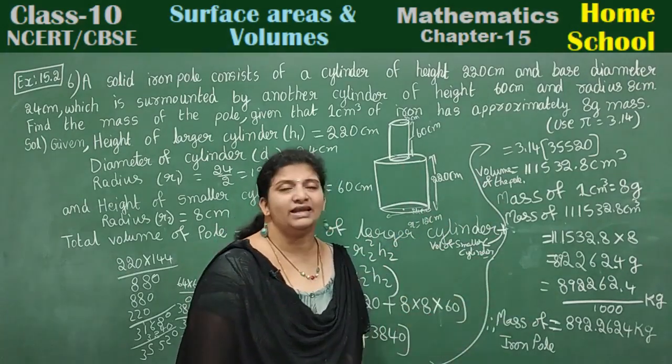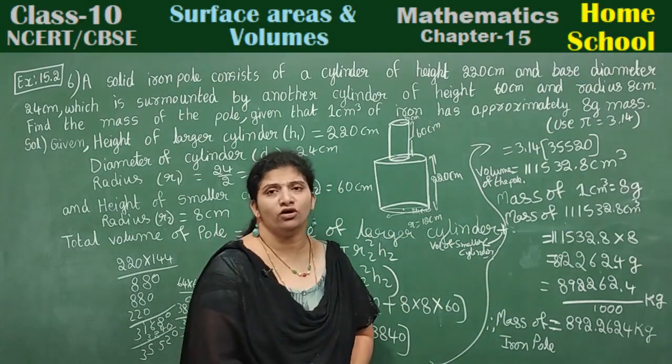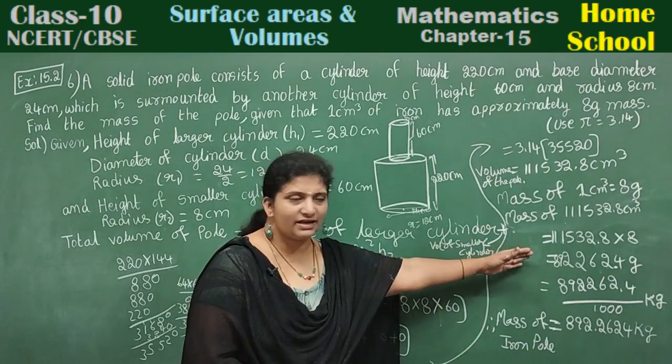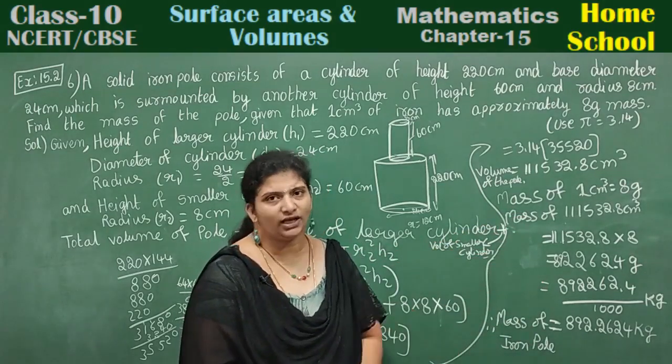Okay, mass of iron pole. Final answer is 892.2624 kilograms. We got the answer in grams, and that grams we converted into kilograms.